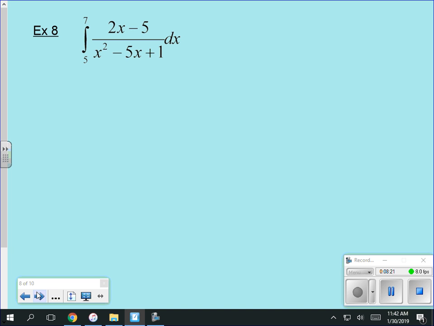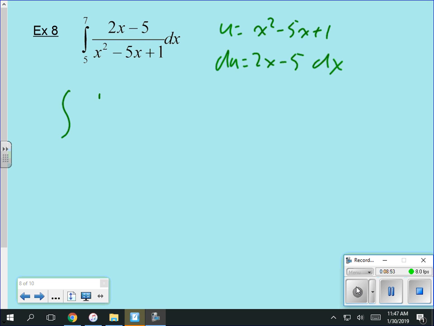Okay, do this one, and I don't think I screwed this one up. But notice you got bounds on this one. So the first thing you want to do, pick your u. Choice for u in this one, x squared minus 5x plus 1. And then you get du equals 2x minus 5 dx. Before changing bounds and stuff, make sure this is going to work.